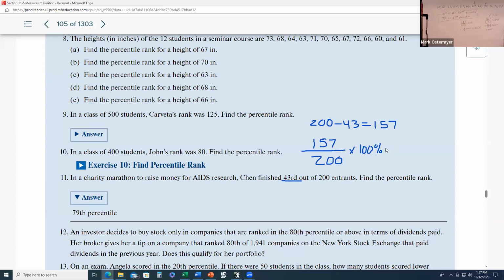So ladies and gentlemen, they call this the 79th percentile, which means that 79% of all the entrants finished below you, or later than you, if this is a race, okay? We'll call it the 79th percentile. All right, good on that one. All right, now the next one.